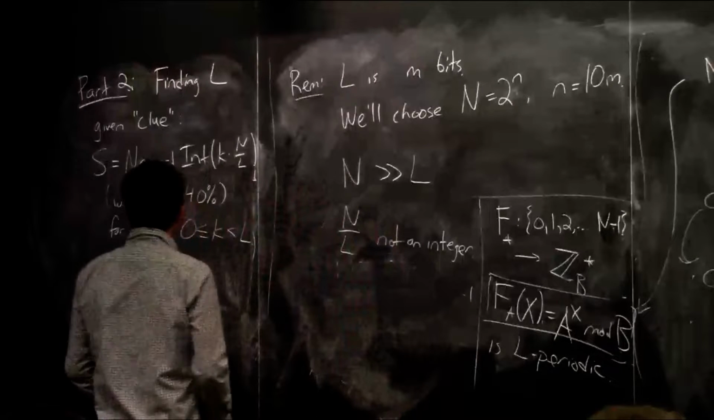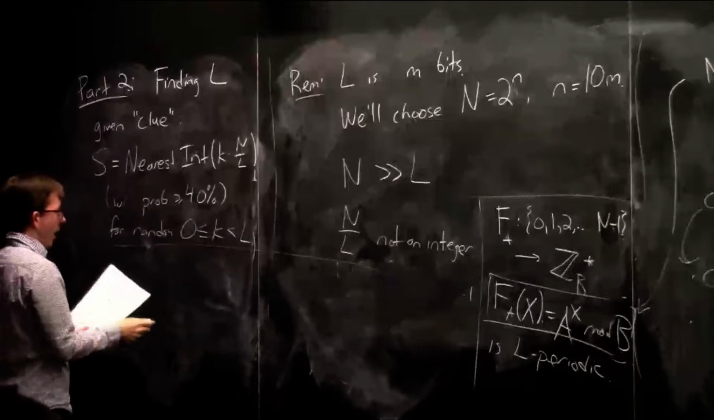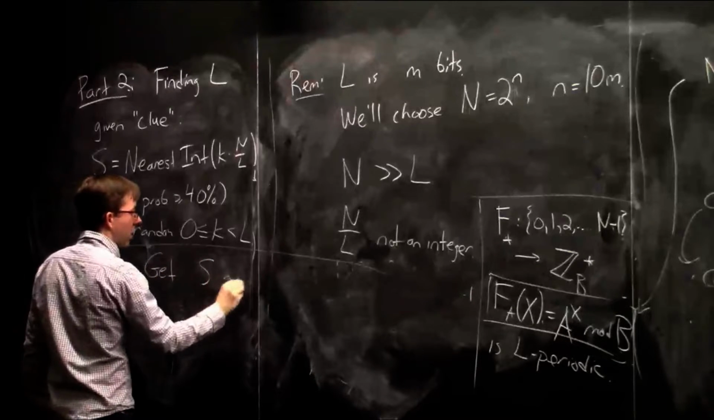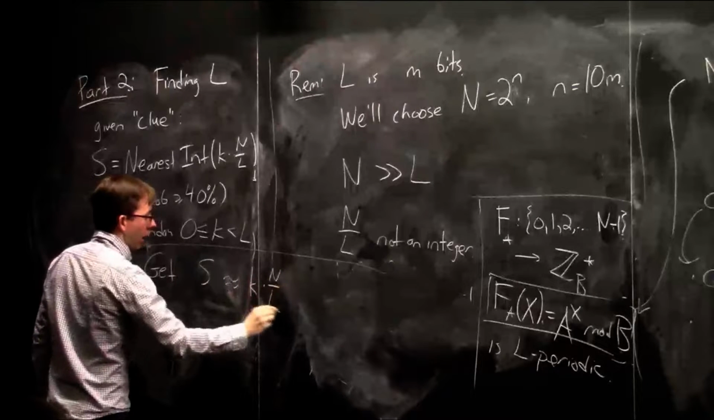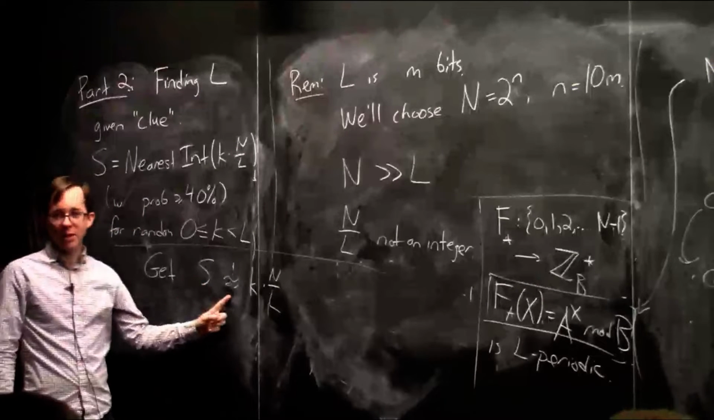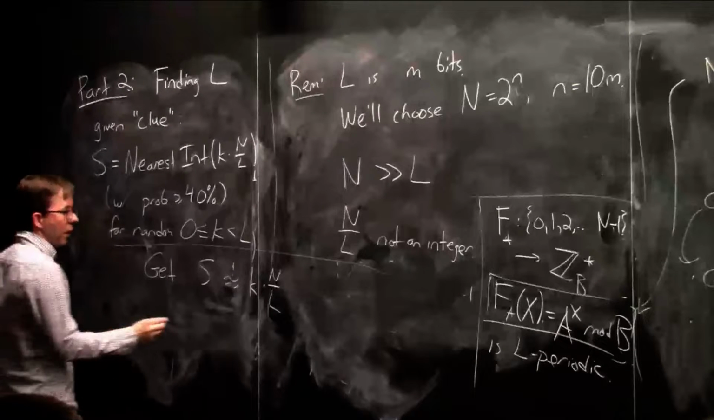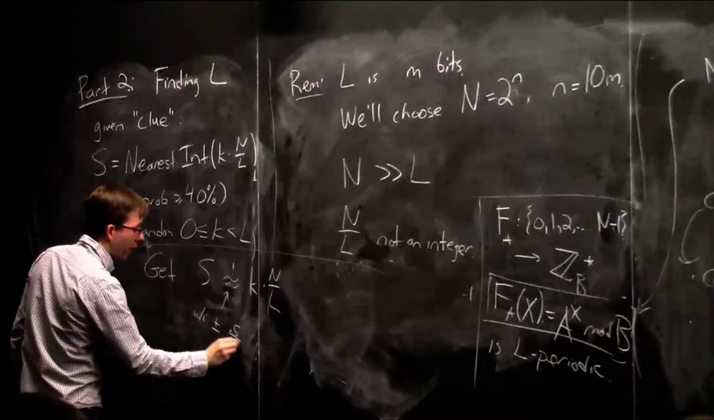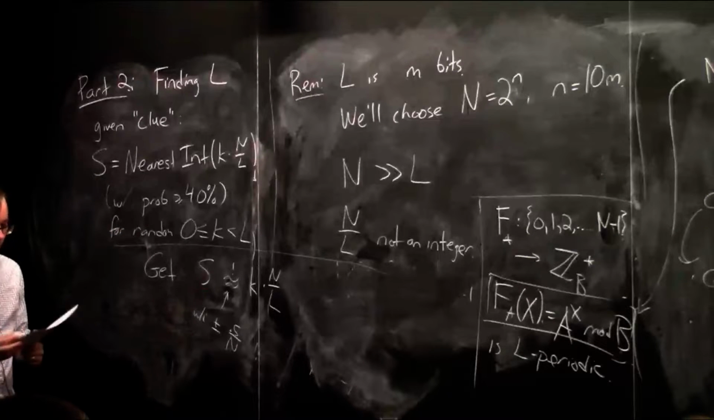But what do we get from this? Well, we get an S which is very close to k times N over L. Can I just invent this notation for this lecture, exclamation mark? This means unbelievably close to. Because how close is it? It's really unbelievably close. It's within plus or minus 0.5 over capital N. And capital N is really enormous. So this is unbelievably close.